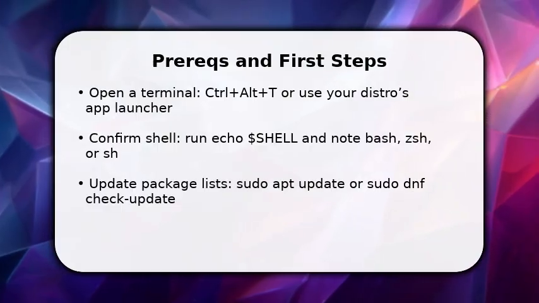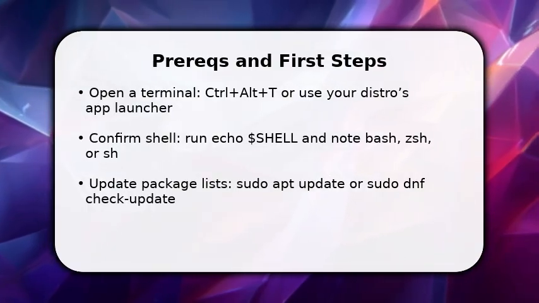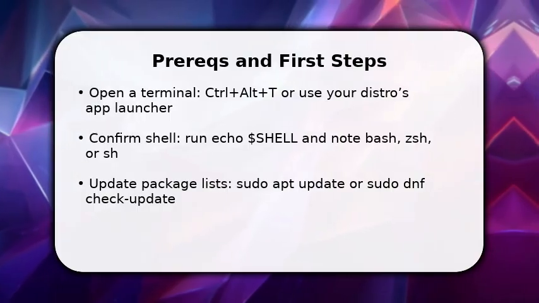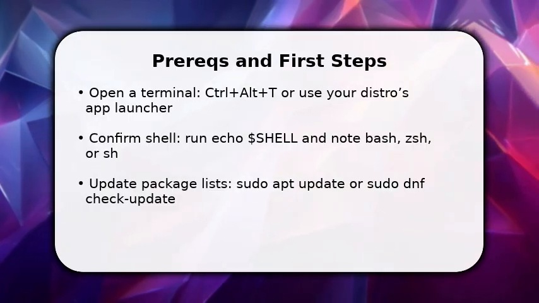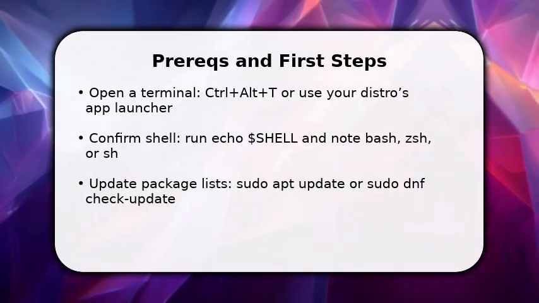You begin by opening a terminal and verifying your shell, because knowing bash versus zsh changes configuration files. Next, run a package list update so software installs reliably. For Debian-based systems, use sudo apt update. For Fedora, use sudo dnf check-update.